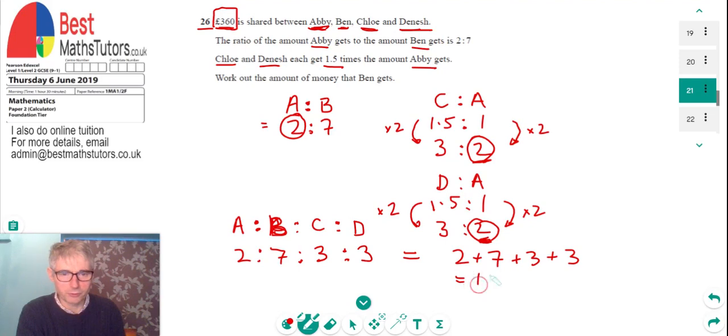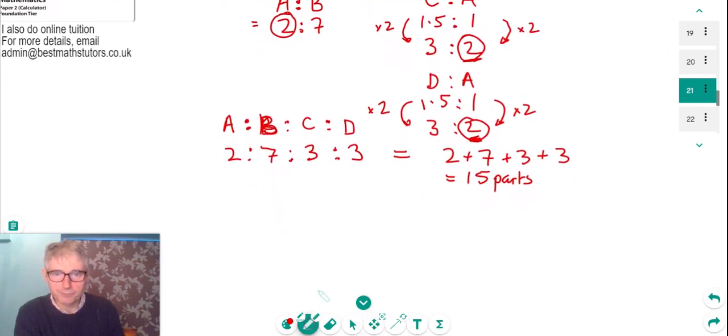So the sum of all of that ratio is 15. So we could say we're sharing 360 into 15 parts. And so we can say 15 parts of our ratio is equal to £360.